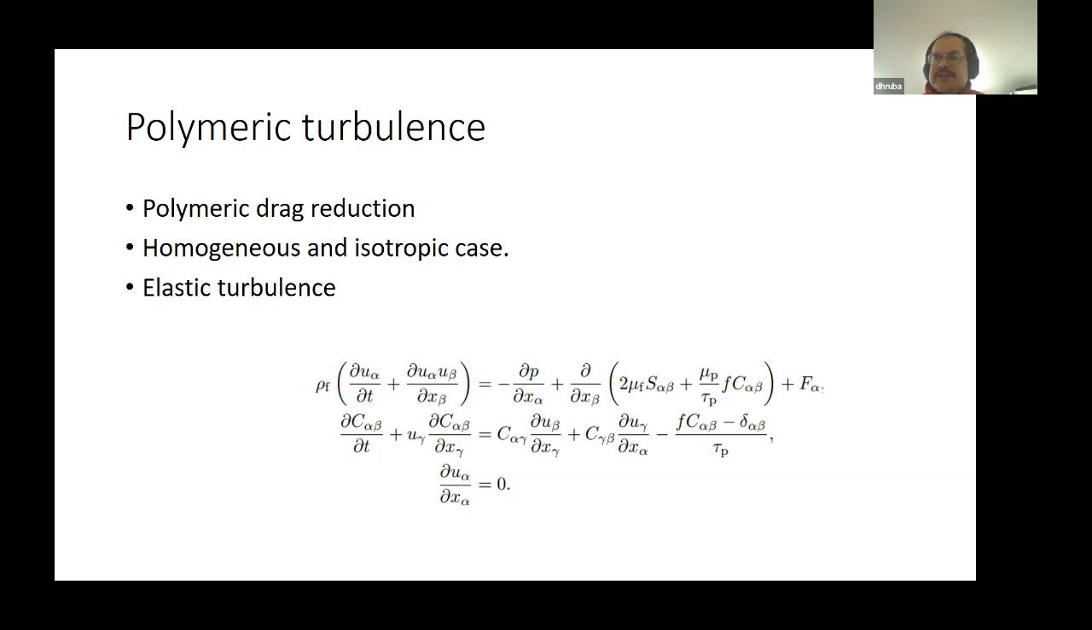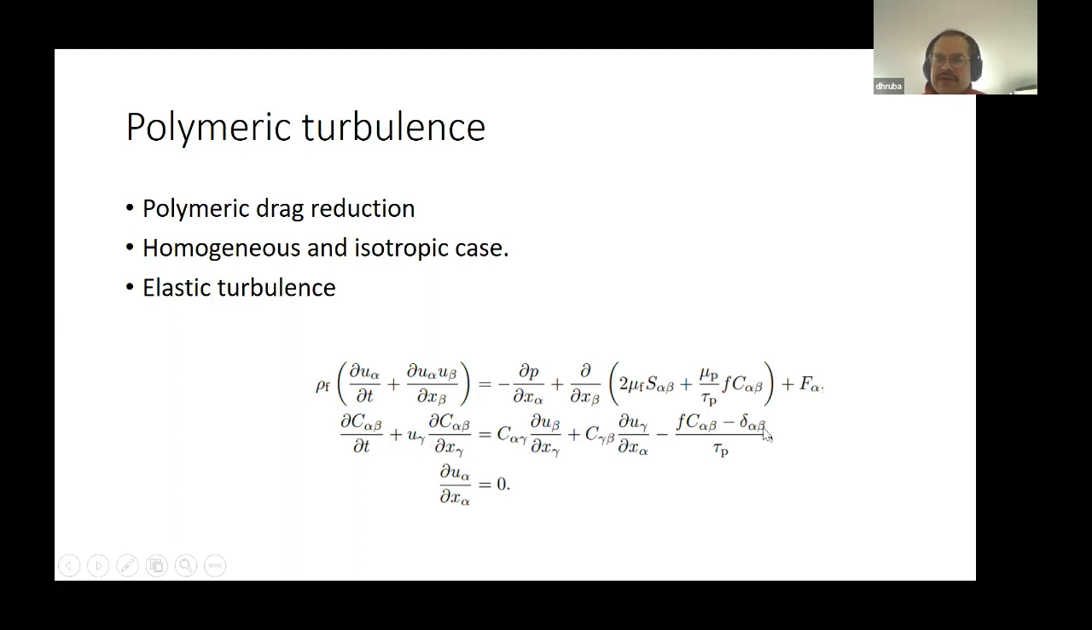So one way to represent it is by a vector, which is the end-to-end vector. And then you take a direct product of the vector with itself, you get a matrix. You average it over the thermal fluctuations, you get the C alpha beta. So now, in addition to the field, which is the velocity vector field, you also have a matrix field, which is C alpha beta, a symmetric one.